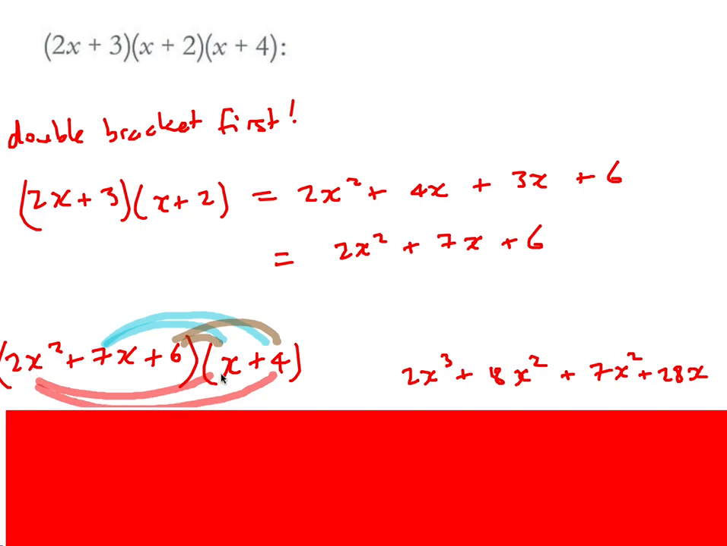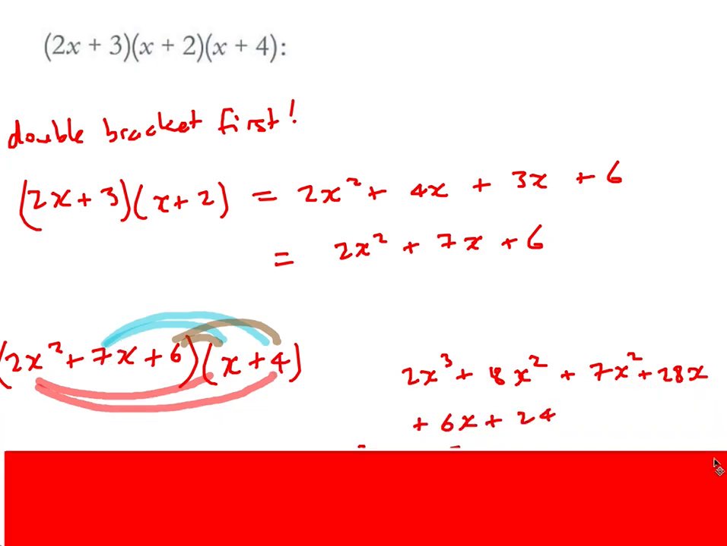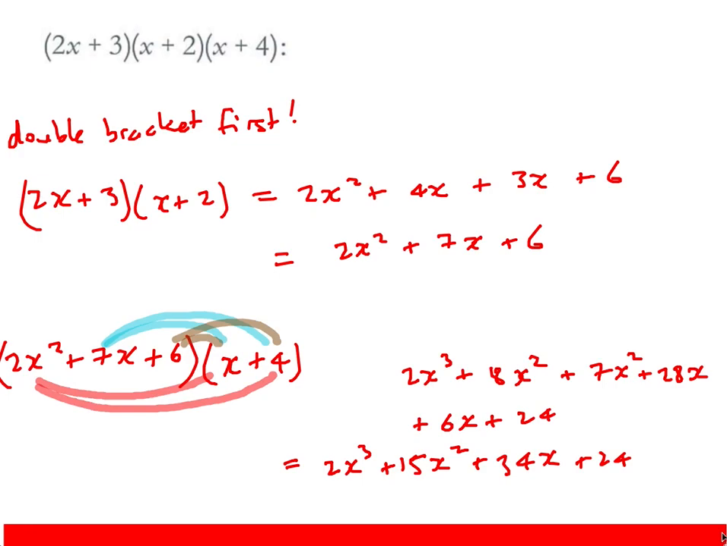We've got 2x squared times x, 2x cubed, 2x squared times 4, 8x squared, 7x times x, 7x squared, 7x times 4, 28x, and then the last one, we've got 6 times x is 6x, and 6 times 4 is 24. So you follow the same idea as you would with the double bracket. And then the only thing that's left to do is to try and simplify it. If I simplify all this together, I get a 2x cubed, I get a 15x squared, I get a 34x, and I get a 24.